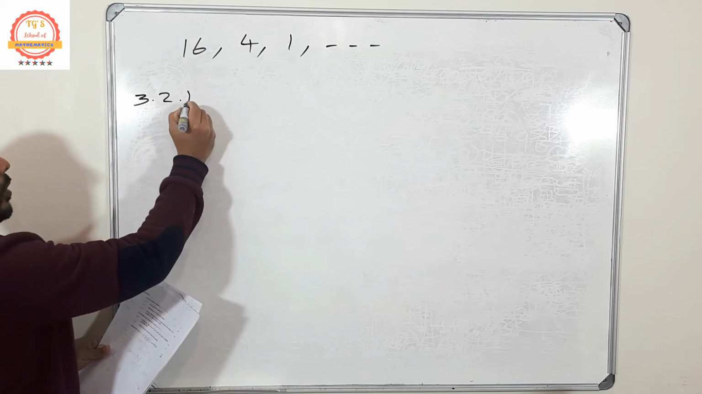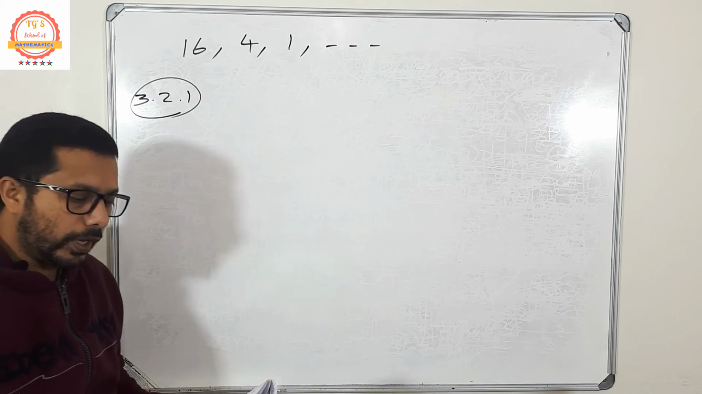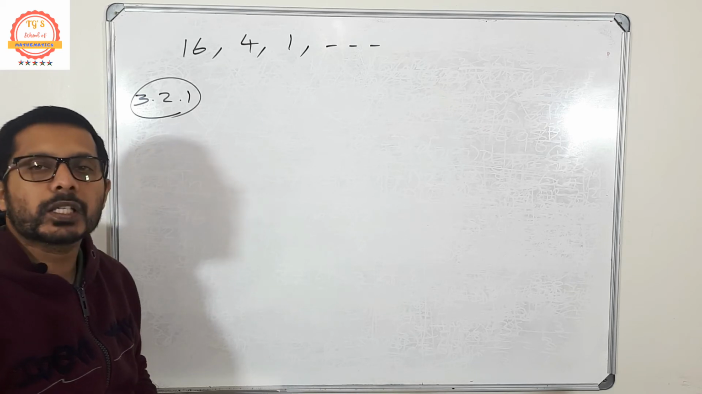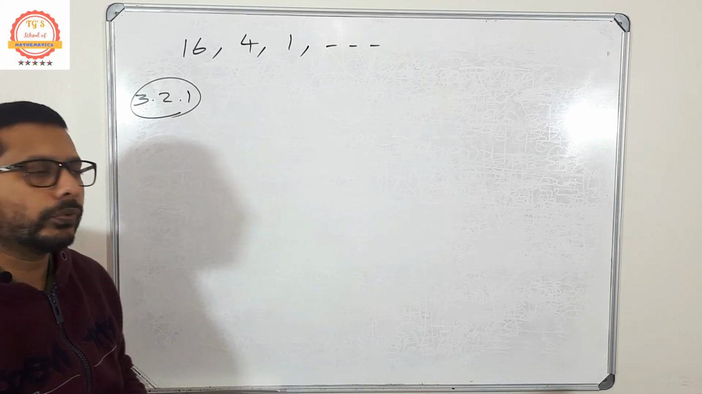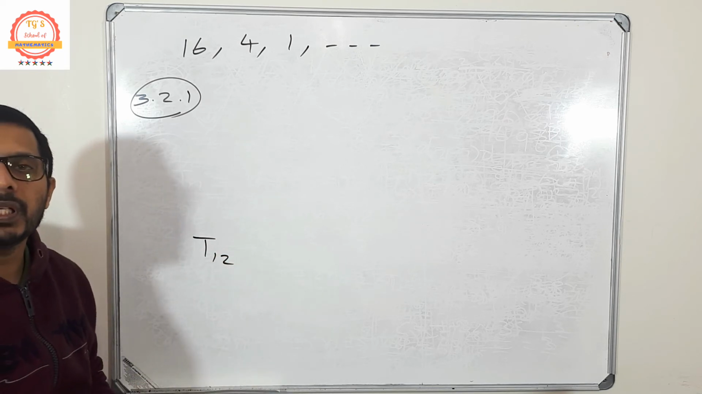Question number 3.2.1. What is the question there? Calculate the value of the 12th term. Leave your answer in simplified exponential form. You have to find the value of the 12th term, or T12.